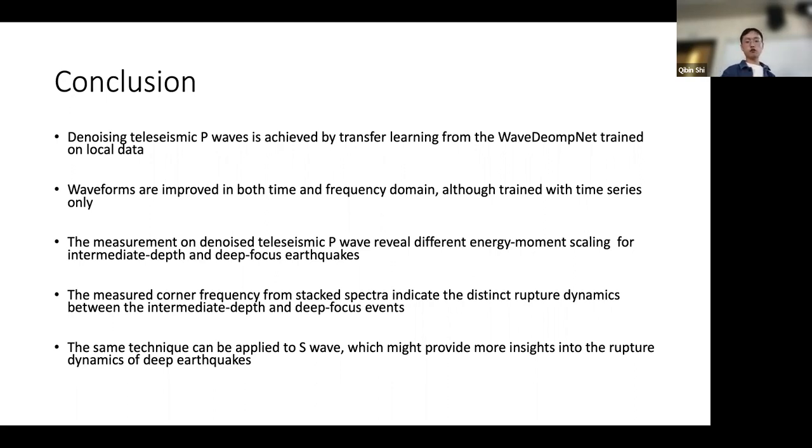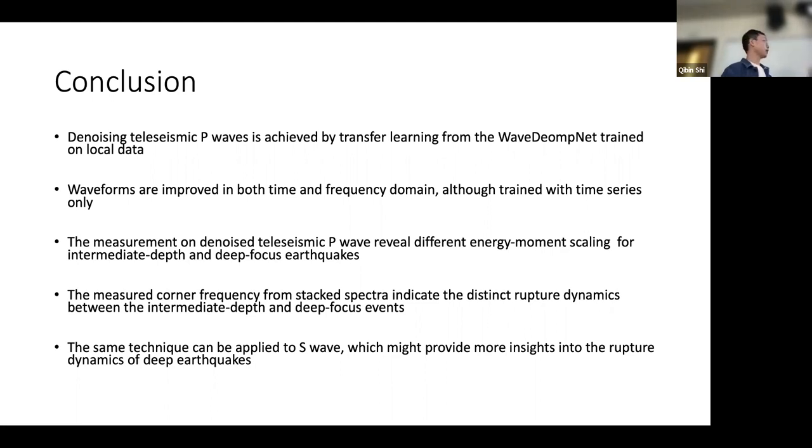And the corner frequency shows a higher scaled duration, which means the deeper earthquakes may have a longer rupture process or a slower rupture process. But we cannot make any interpretation here.